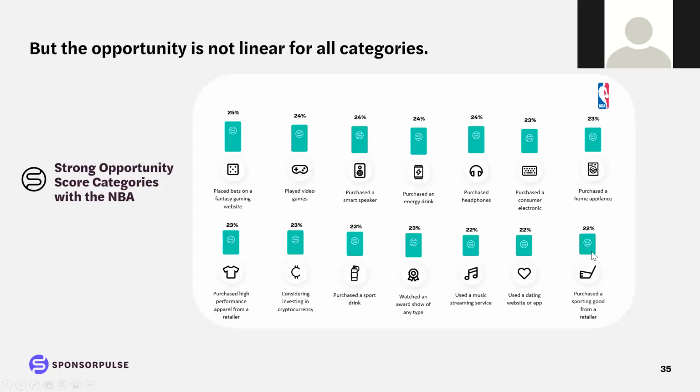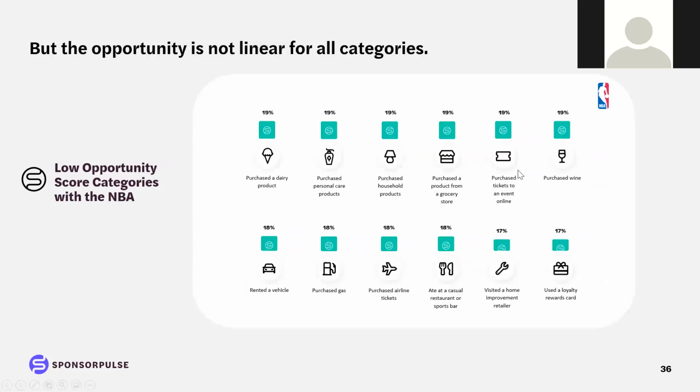But with every list, you have your top front runners and you have the ones that are a little bit lesser. The lesser ones from an opportunities perspective, and there are many of them, are dairy, personal care, household products, purchasing wine, and home improvement retailers. So if you're the NBA and you're a property, you want to go with that front list because that's going to help promote your brand, because it is most authentic.